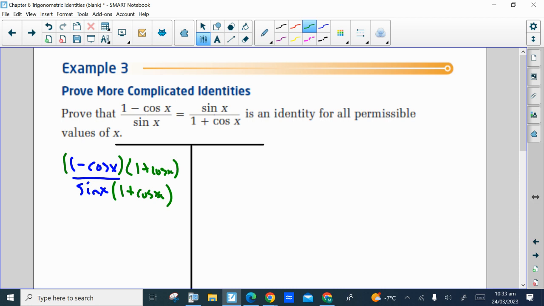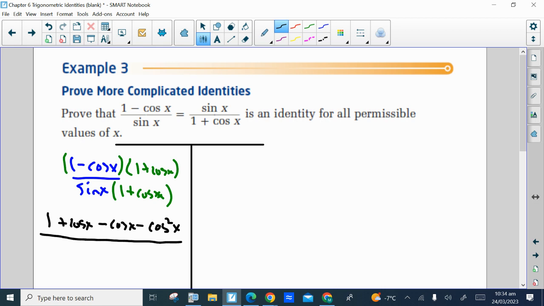So when you multiply out the top, front terms, 1 times 1 is 1. The outer products will be positive cos x. The inner products will be minus cos x. And the last, a negative times a positive is a negative. Cos x times cos x is cos squared x.